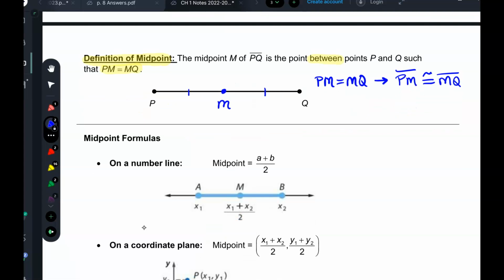Okay, how do you find the middle of something? Let's say I gave you two numbers. I said, okay, 6 and 12. What's right in the middle of 6 and 12?